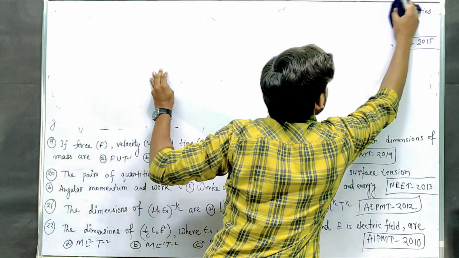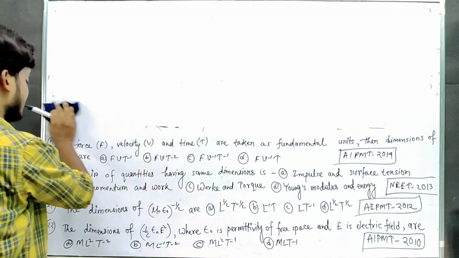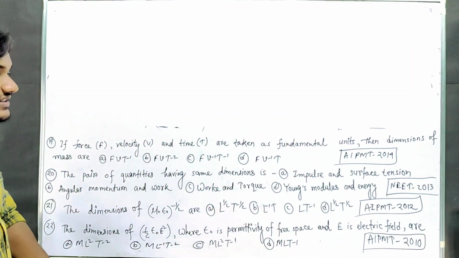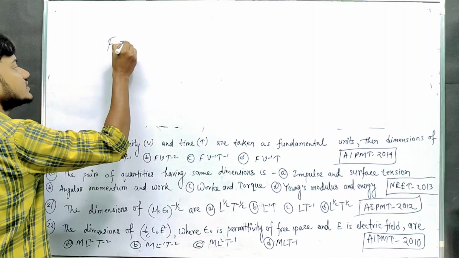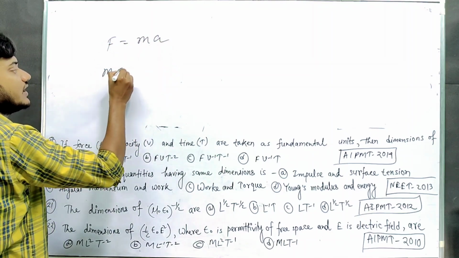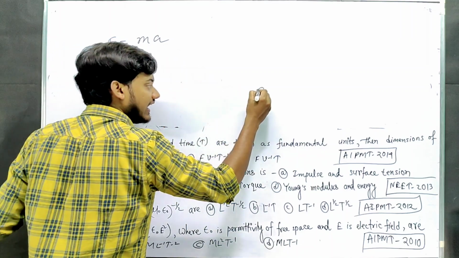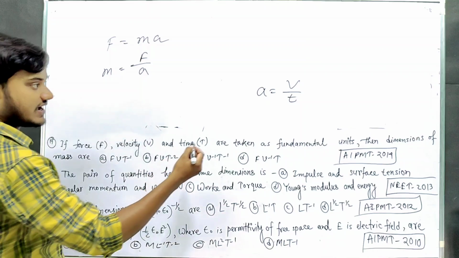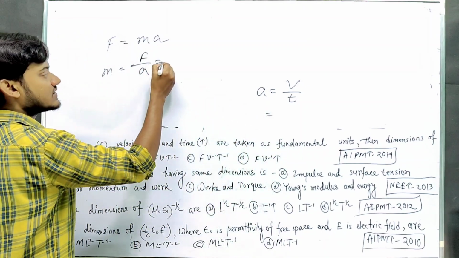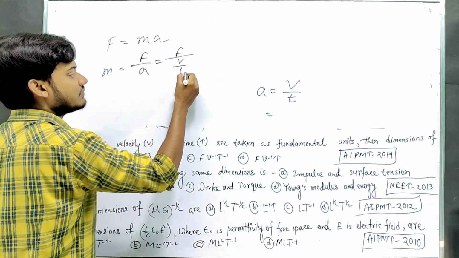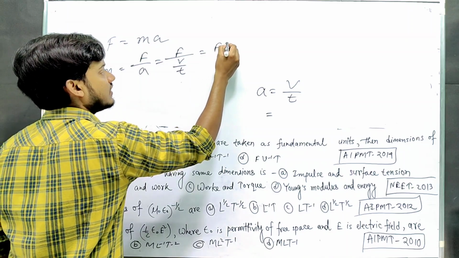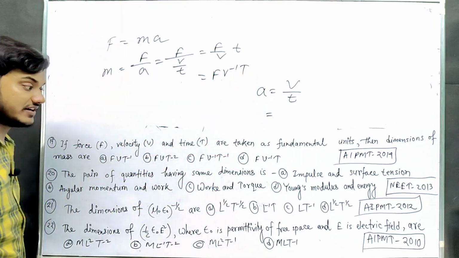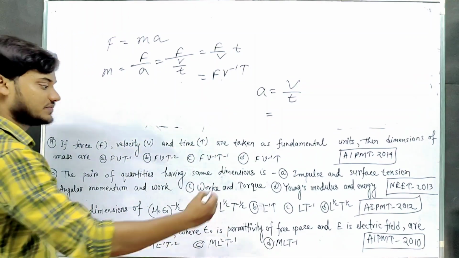Next, you don't need to calculate the full things, you have to just calculate the first thing, उसके बाद देखना है कौन सा सही है। Next, if force F, velocity V and time T are taken as fundamental units, then dimensions of mass: we know force F equals ma, so mass will be F by A. We know acceleration equals velocity by time, mean change in velocity by time. Okay, so we can write A equals F, you can write velocity by time, so F by VT, F V inverse T. This is the right answer, F V inverse T, option D.